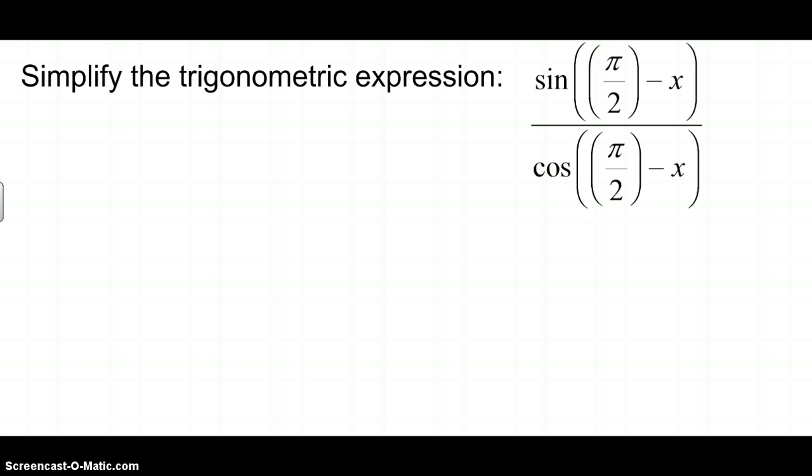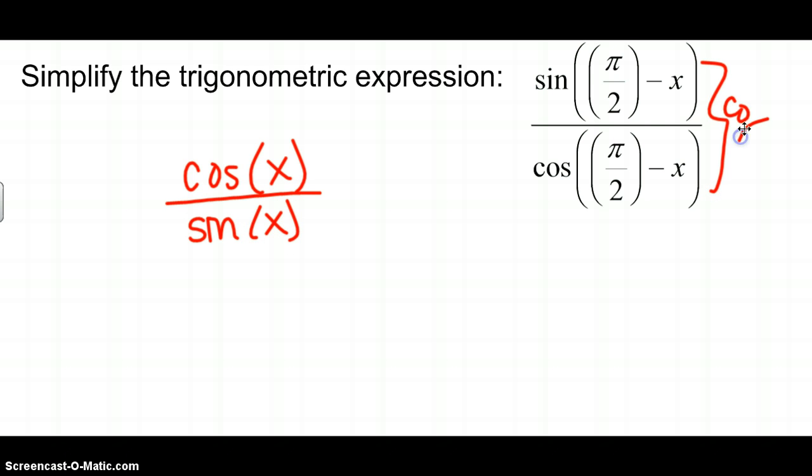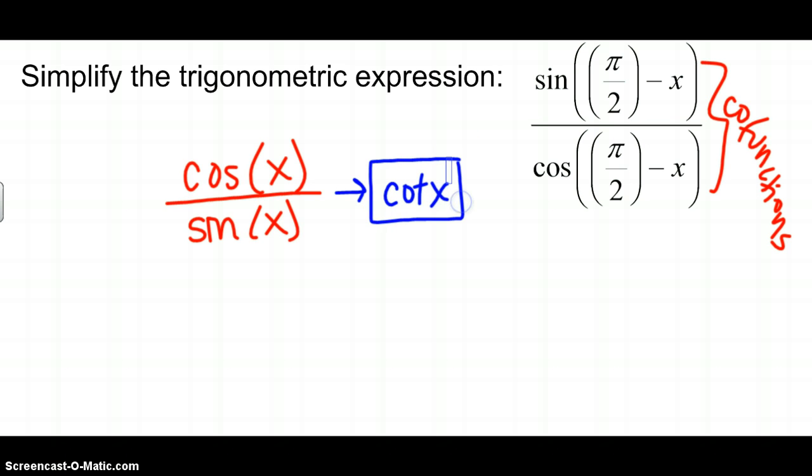Alright, moving right along. Anytime you see these pi over 2 minus, you want to think about your co-functions. So sine of pi over 2 minus x is actually the same thing as cosine of that angle. Likewise, cosine of pi over 2 minus x is equal to sine of that angle. If you look on your identity sheet, this is under the co-functions. Okay? So cosine over sine simplifies to cotangent of x. And we're done. Writing cotangent of x is much simpler than writing all of this.